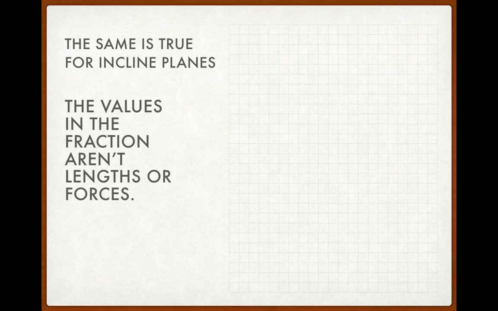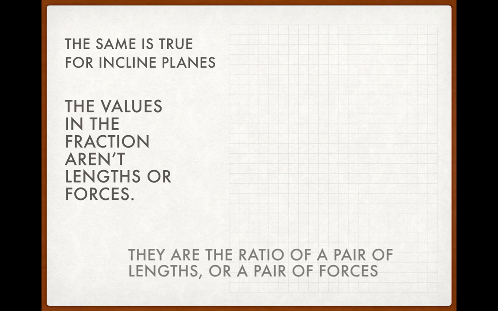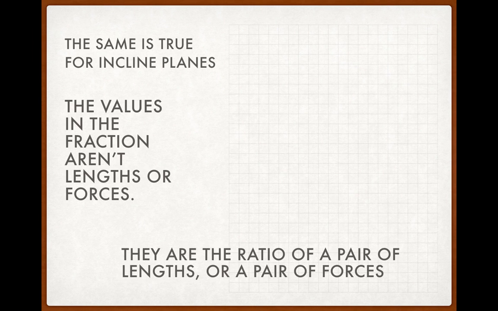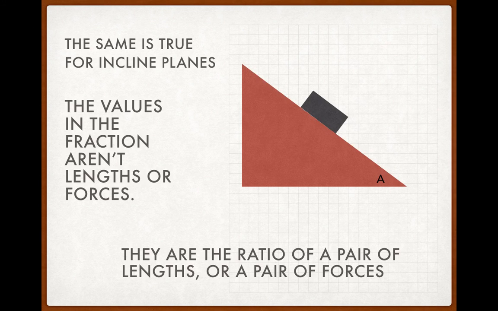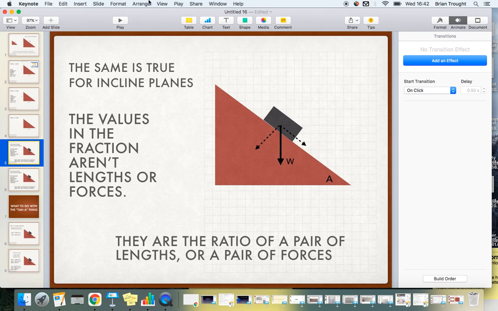So the values in the fraction aren't lengths or aren't forces. What they are, they're the ratio of a pair of lengths or the ratio of a pair of forces. So let's have a look at this one. Now, if I give you tan A there, you can say tan A equals that length over that length. And that is true because the ratio will be the same. So that length over that length will equal tan of the angle.